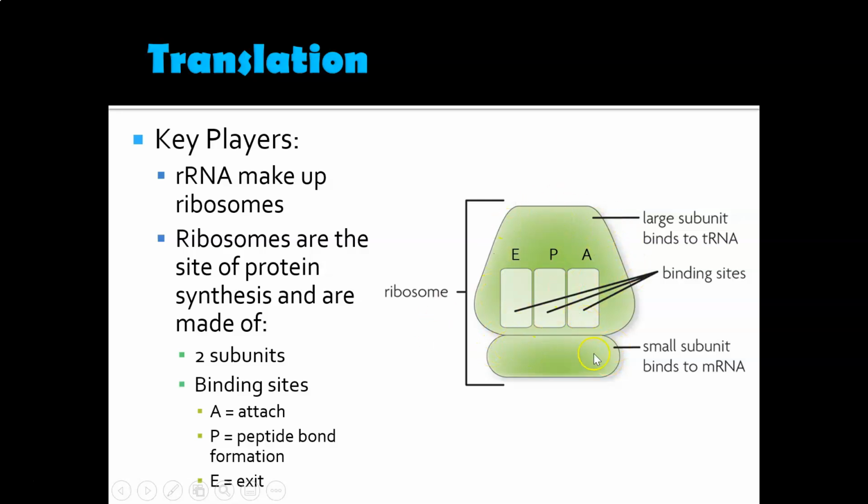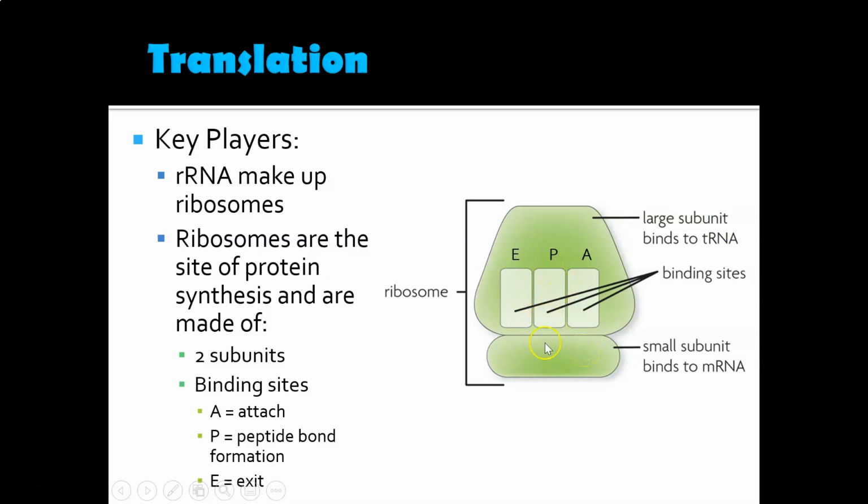Your small subunit sandwiches your messenger RNA here, between it and the large subunit as well. Within that subunit, you've got these 3 binding sites. They actually get used in this direction, so A comes first. It is an attachment site where we're going to do some codon recognition. So I'll have my messenger RNA code down here, and we're looking to find that complementary tRNA anticodon up here so that when they match, they bind together.